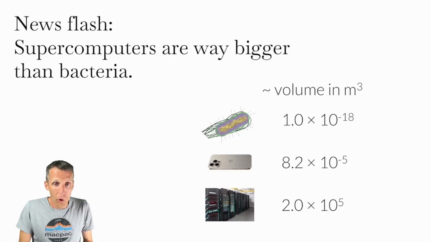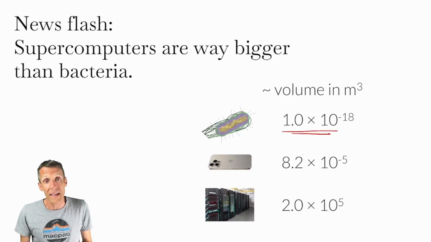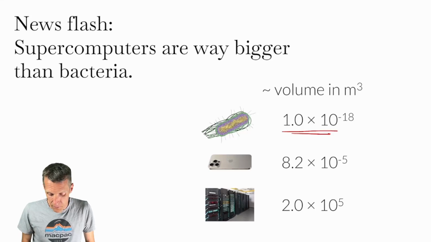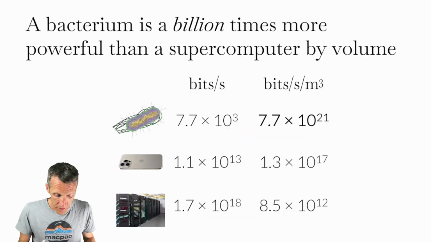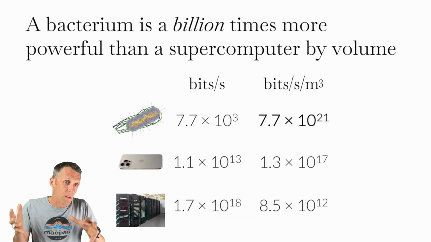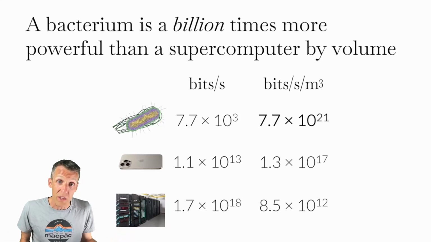So these are the volumes of a bacterium, of a cell phone, and a supercomputer. And hopefully what you appreciate is this number, 10 to the minus 18th meters cubed, is much, much smaller than 10 to the 5th meters cubed. So a bacterium is way smaller than, say, a supercomputer. And so if we then take the rate, the bits per second, and divide by the volume, what we see is actually bacteria are really fast.